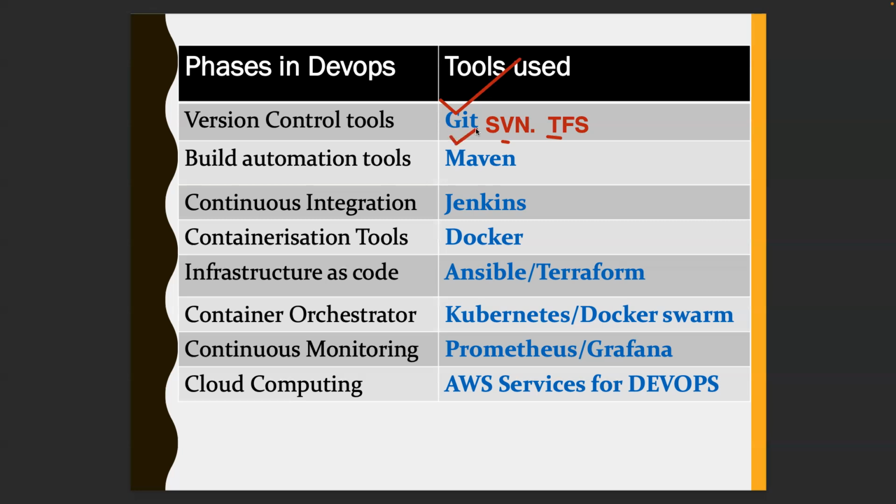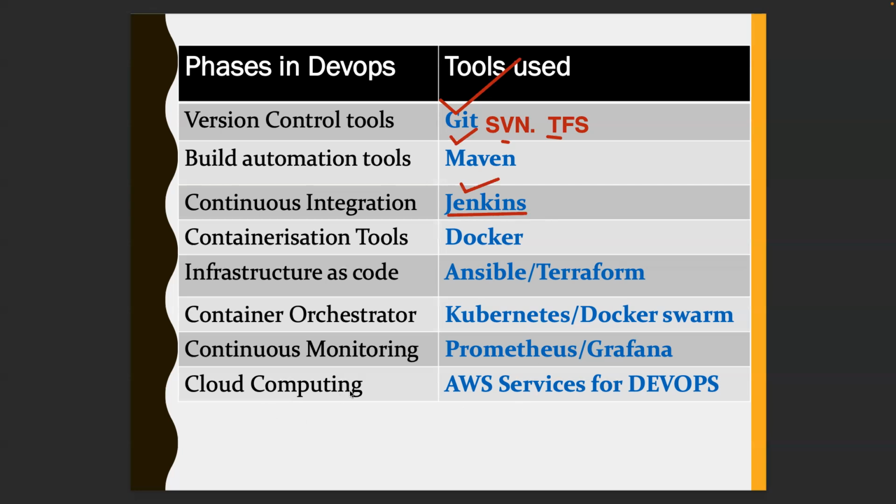Similarly, there are so many build automation tools, so many continuous integration tools. Like you have Jenkins, and so many other tools in this category like GitLab, GitHub Actions, and so on. We will be learning Jenkins here thoroughly. So gain expertise in one tool in the category.